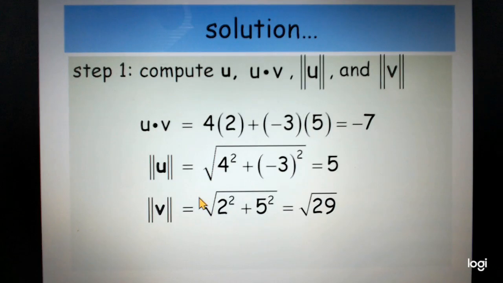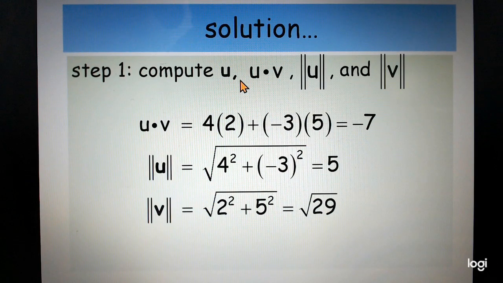Let's look at the next slide. We're going to go through it step by step. We're going to compute u dot v, magnitude of u, magnitude of v. Here we go. U dot v is -7.